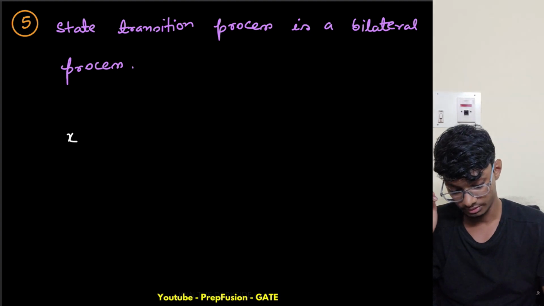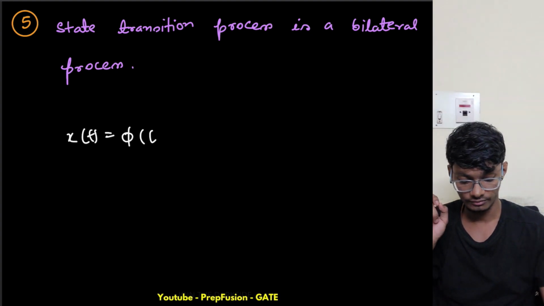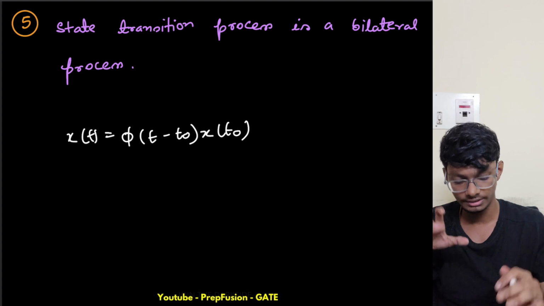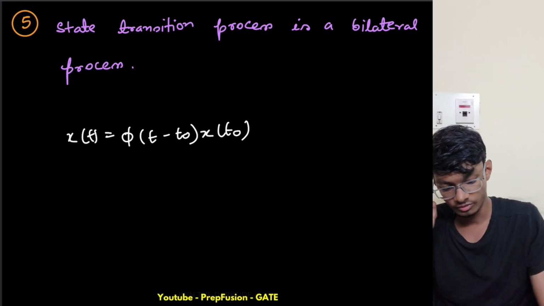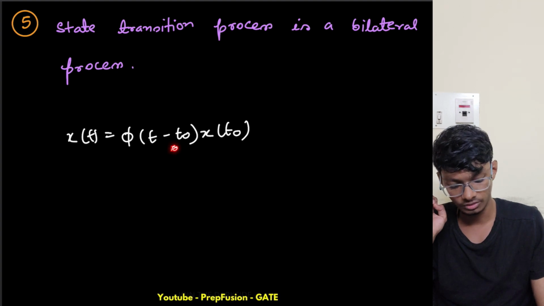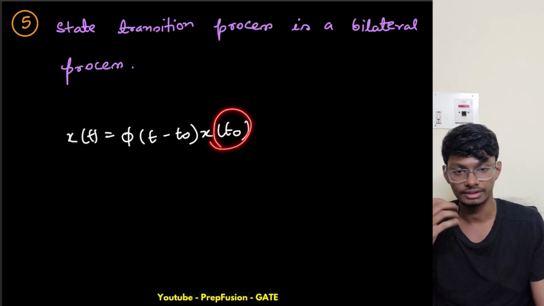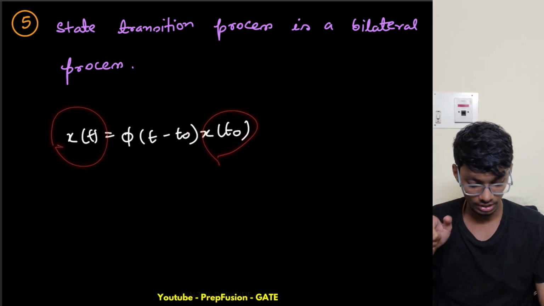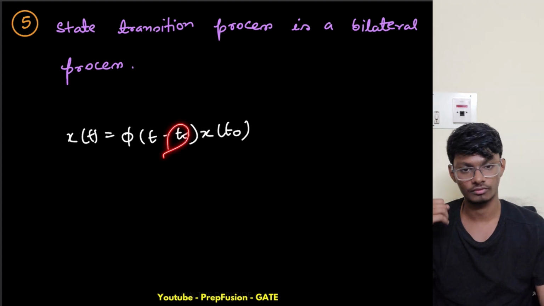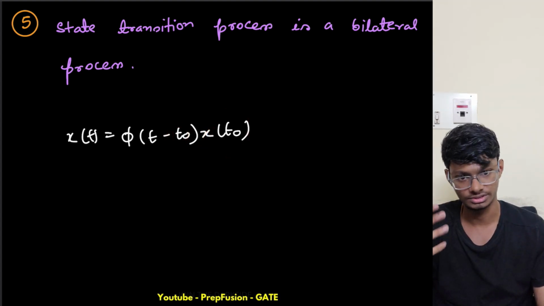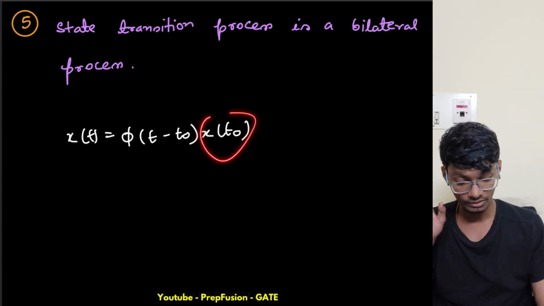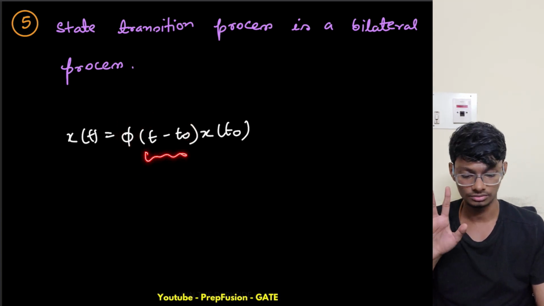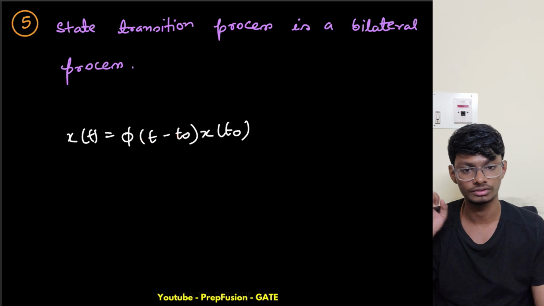x of t is equal to phi of (t minus t naught) into x of t naught. This is the equation I get if I make a transition from t naught to t. My state variable starts from t naught, because I am going from t naught to t. Now if my initial condition is at some other time, then my state transition matrix will also be at some other time, and the equation will come like this, with t minus t naught.